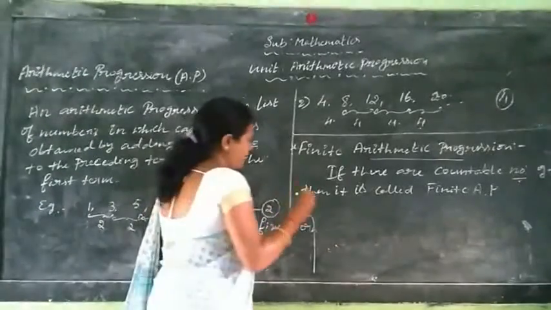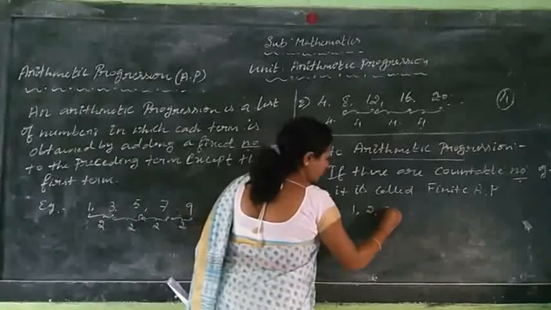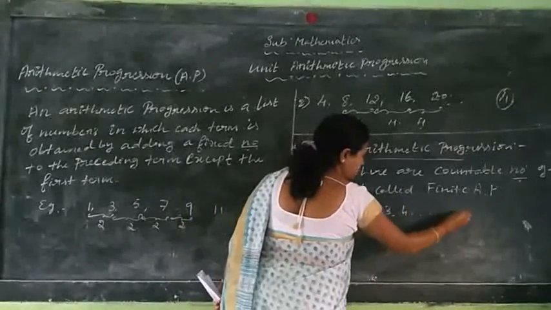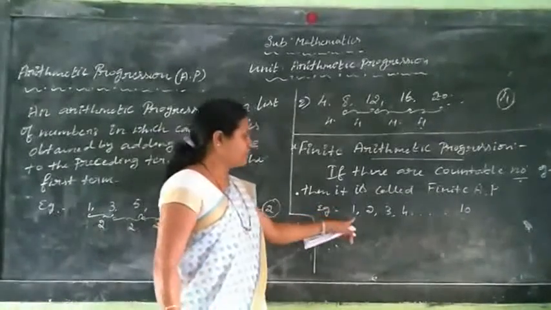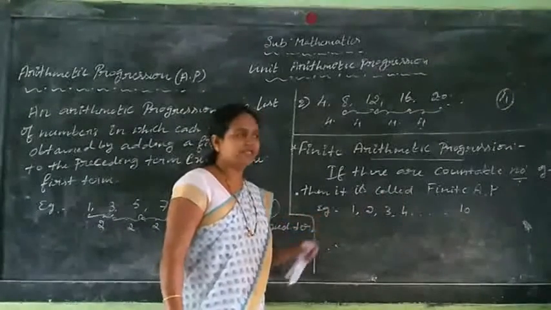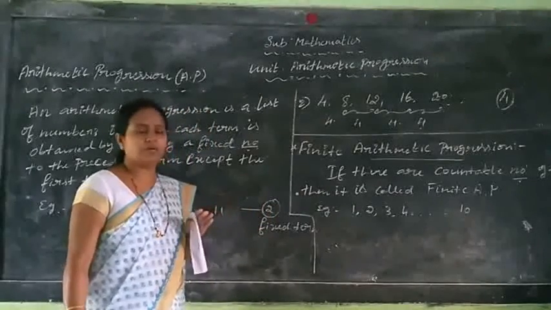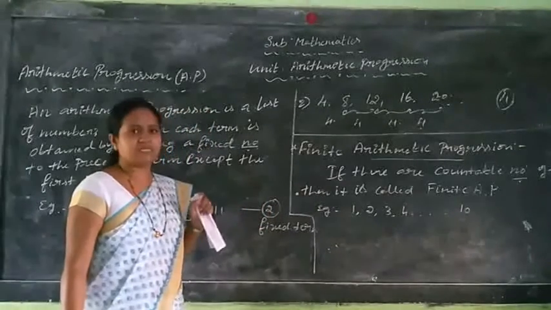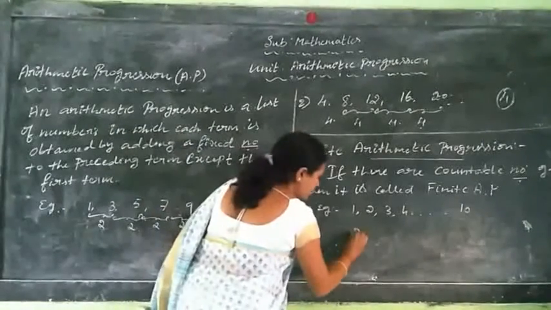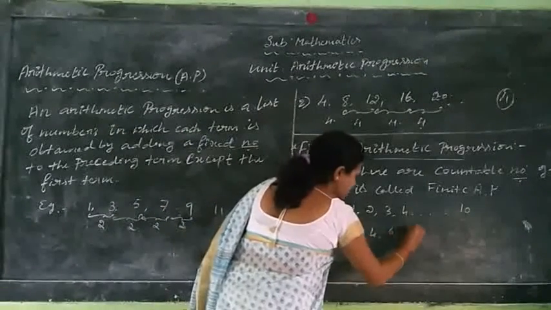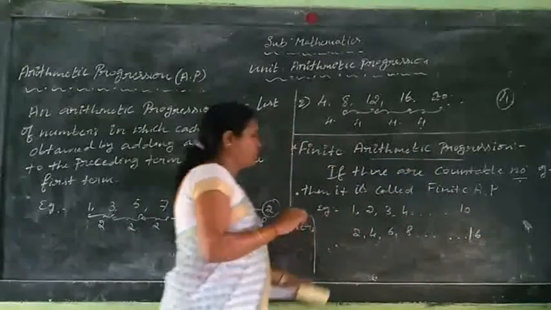And examples for this, children: 1, 2, 3, 4. The last number is 10. See this example, children. First 1, 2, 3, 4 and 10. See the example here, last term is mentioned so that we can count the numbers. How many numbers are there here? 10 numbers are there, isn't it? It is easy to count. We take one more example. 2, 4, 6, 8, 16.